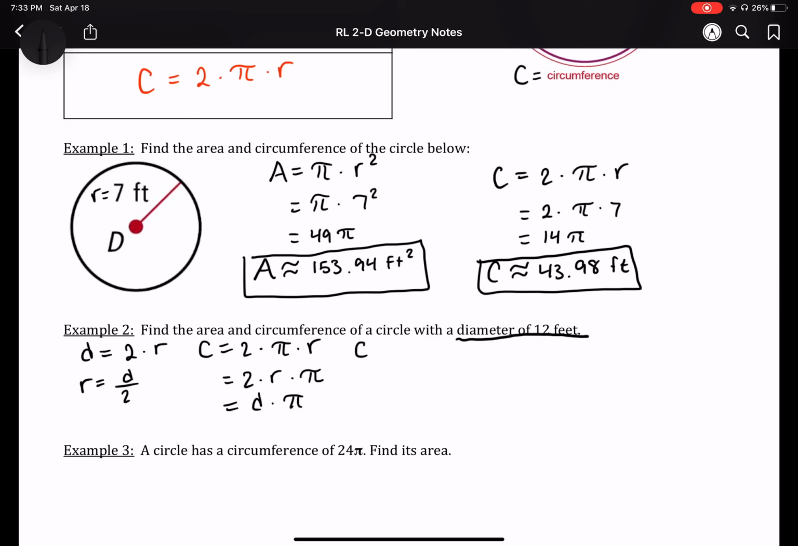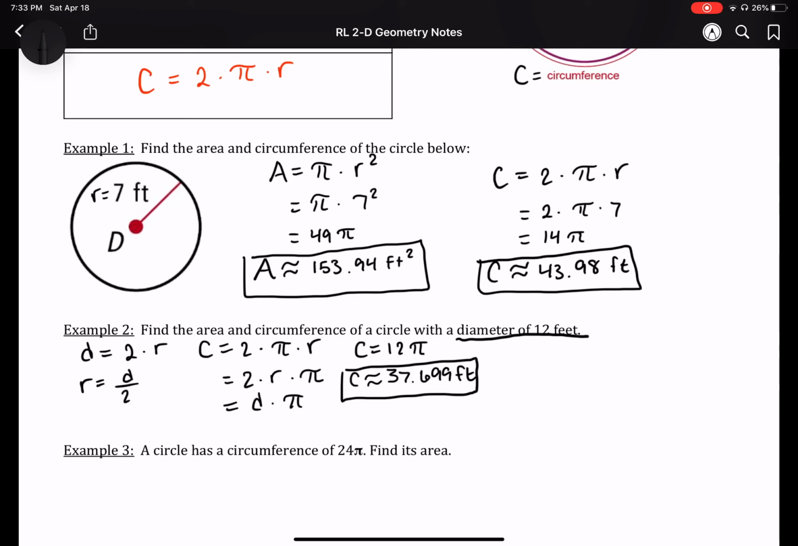So our circumference is equal to, in this situation, 12 pi. So C is about equal to 37.699. I'm putting 3 there just to make our rounding easier for our notes.